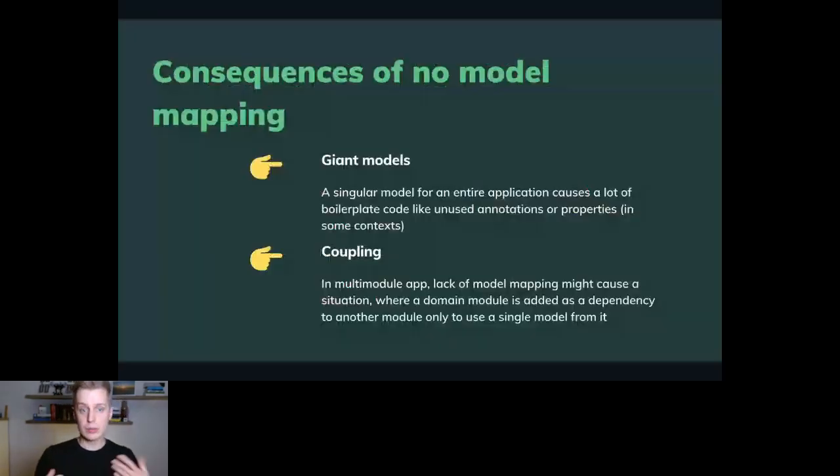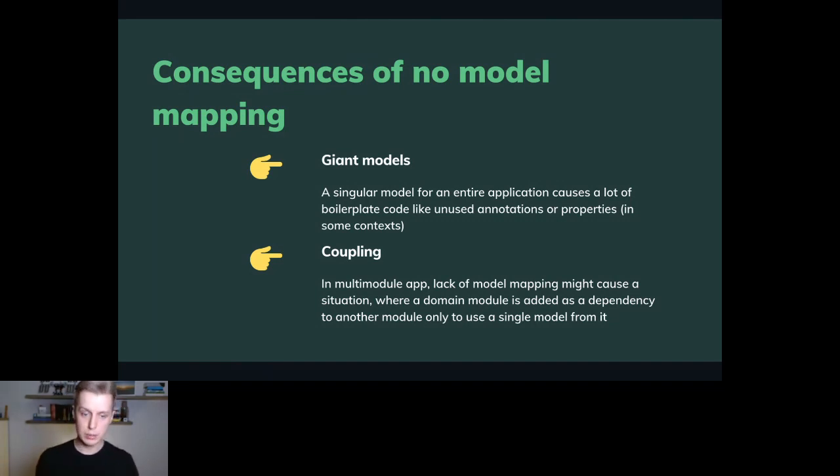So what are the consequences of lack of model mapping? One of the consequences is giant models. I call it giant models. So this is a model with a lot of boilerplate, unnecessary properties, unnecessary annotations. And this model is very unclear and unreadable.